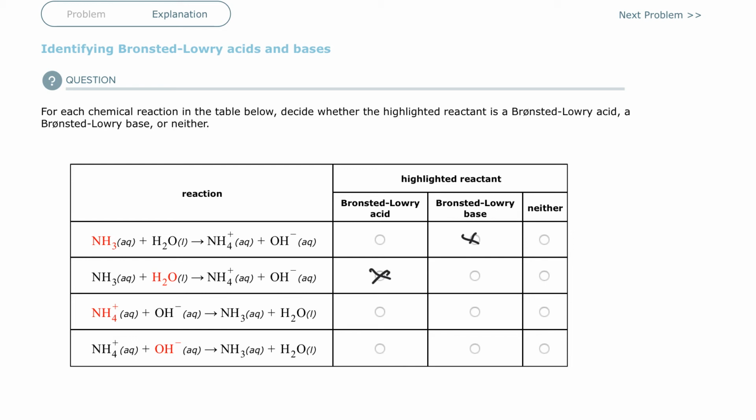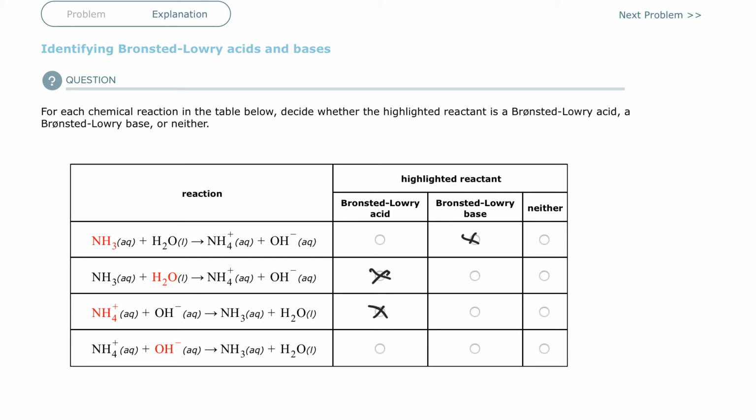All right, what about the third one? I have NH4+, that's ammonium. What's the one that looks like it? NH3 looks like it. So I had an H+ here, but I have one less H and one less positive charge, so it must be the donor. If it's the donor, it's the acid. What's receiving it? Well, here's a base. Here's the OH, so I add an H to it and it becomes water. So this is the base, this is the acid. So this is the Bronsted-Lowry acid.